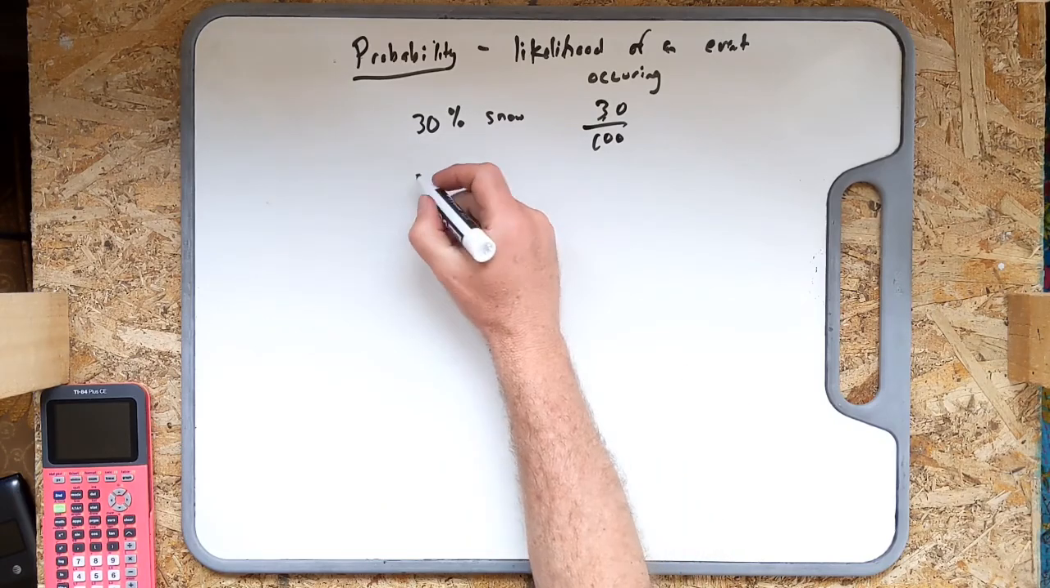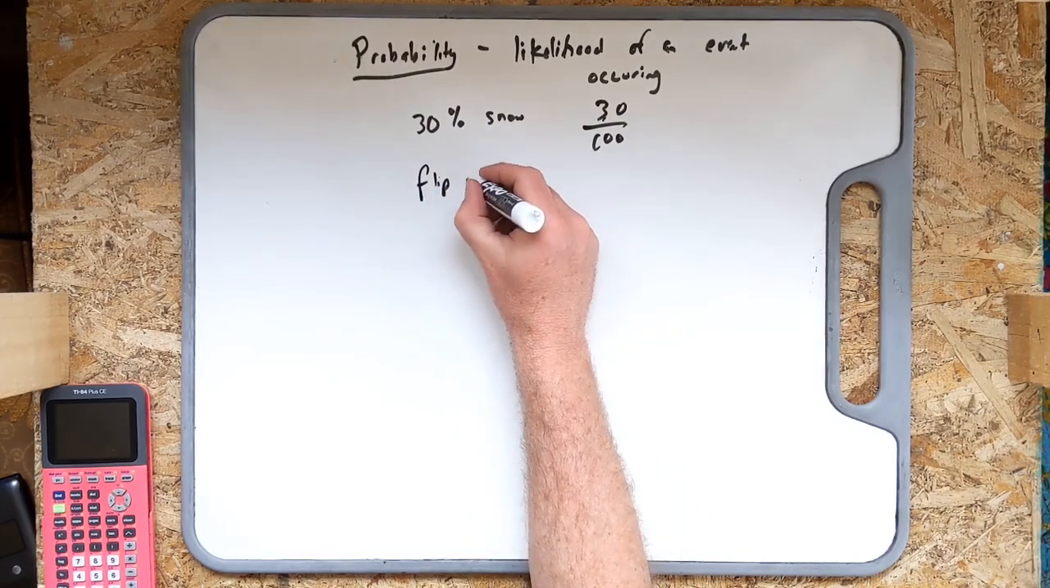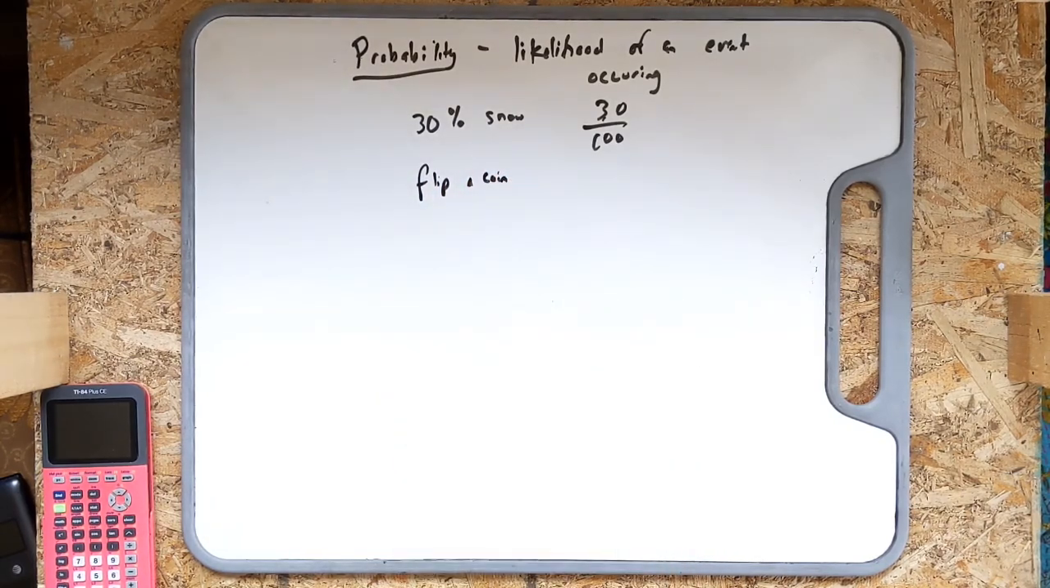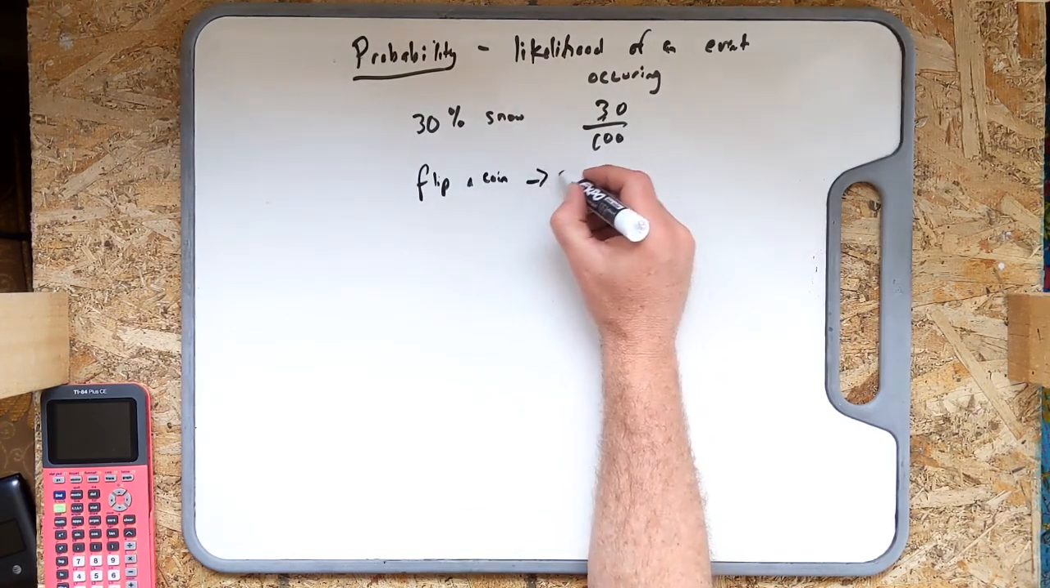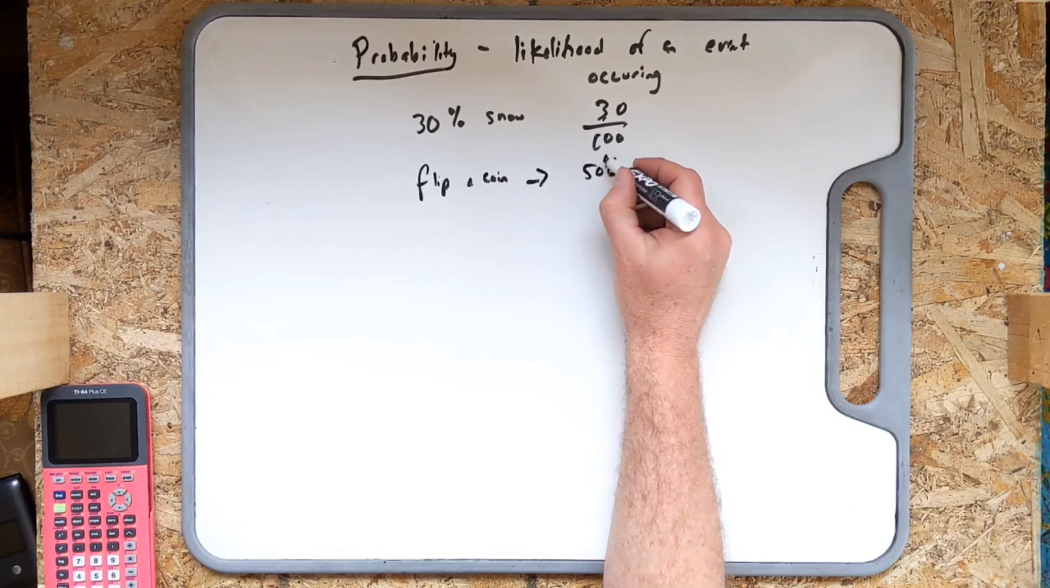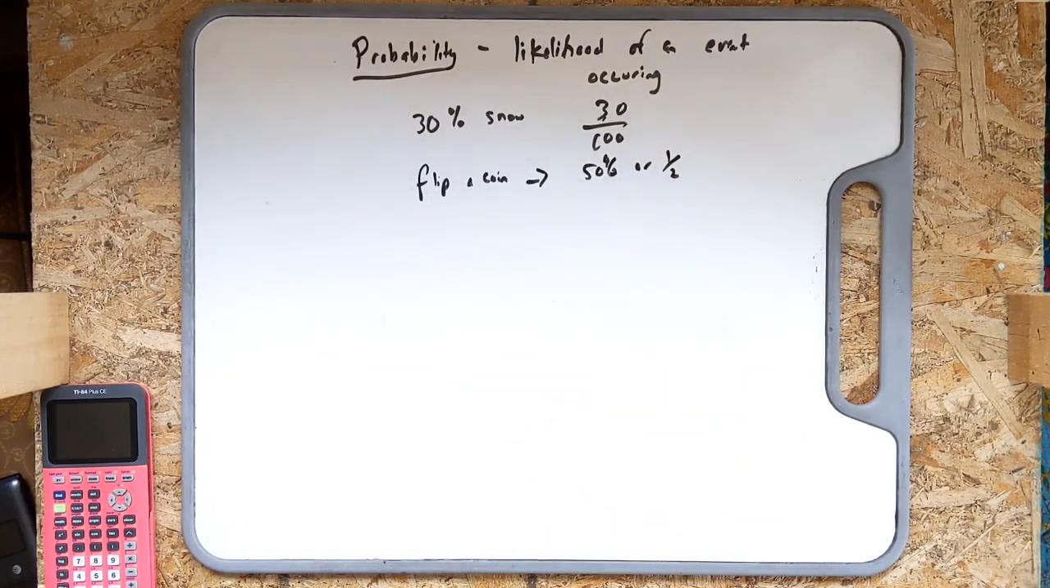Let me give another example. Let's say you flip a coin. What is the probability of getting a tail on that coin? I think most people know that is 50%, or 1/2. That is the probability or likelihood of that event occurring.